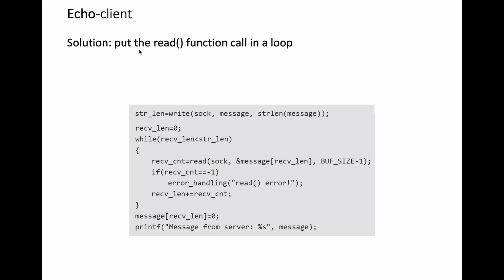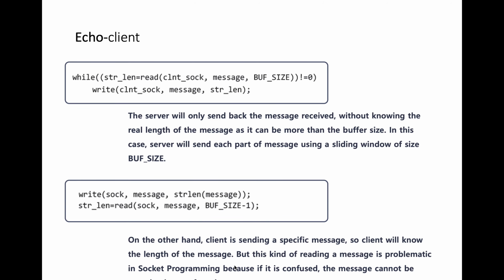So the solution is just to put the read function in a loop. The problem here was, I didn't explain the problem first. The client will be sending a specific message, so the client will know the length of the message. So the client is sending, for example, hello world. It knows that the length is 12 bytes, right? Because there are 12 characters. The client knows the length.